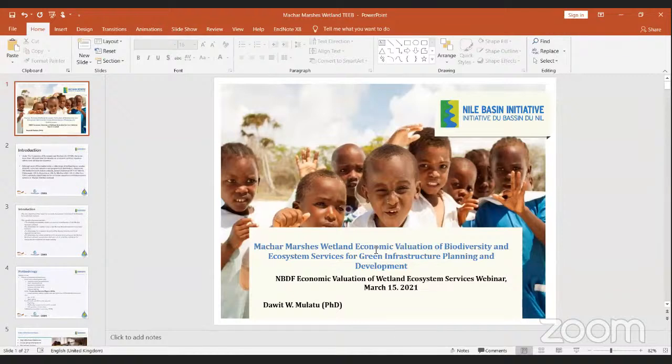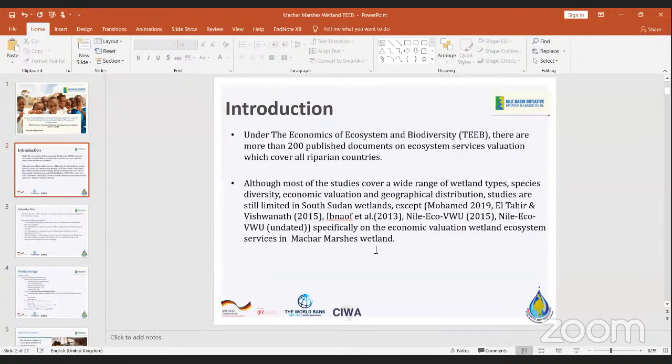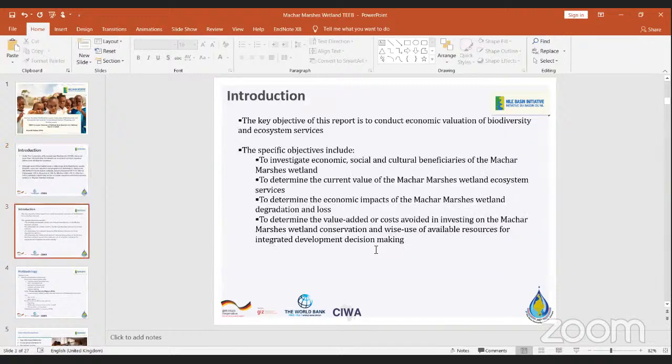This study is a part of the Nile TIB initiative, which the three presenters before me were presenting. There are many studies that have been done in this region. Around 200 published documents are there, but studies are still limited in the South Sudan wetlands, except for a few studies done by Mohammed and others, focusing on the economic valuation of wetland ecosystem services. Particularly, studies are limited in the Machar marsh wetland.